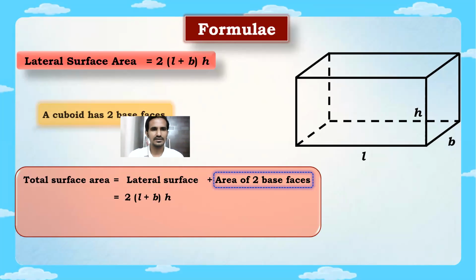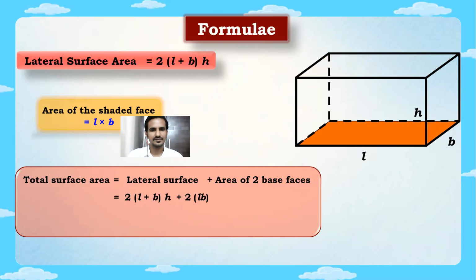So we all know lateral surface area is 2L plus B into H, and then the area of base faces. Now see the base here. You can see the base faces. Actually, we are calling both of them the base faces, but the area is going to be L into B. So it is 2 times, because there are two base faces. So 2 times L into B.